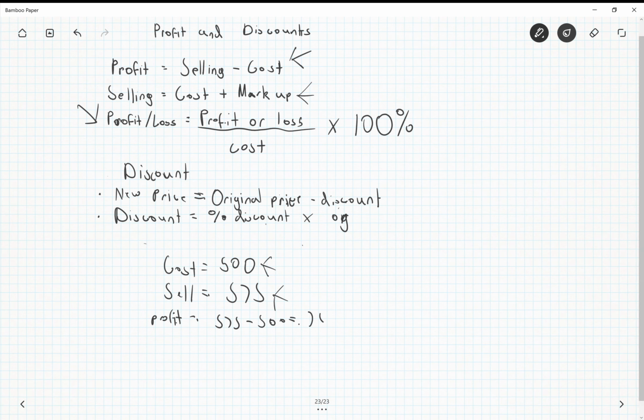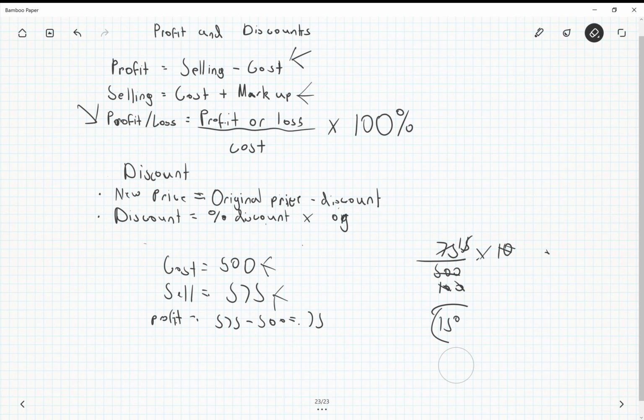So you find it's $75 profit. After that, you put that as your numerator, 75. Then as your denominator, the cost is 500. And you times that by 100%. So if you do some simplification, you would find that the answer becomes 15 over 100, and then these hundreds cancel out, and your answer is then 15%. So hopefully that clears it up for profit and loss.